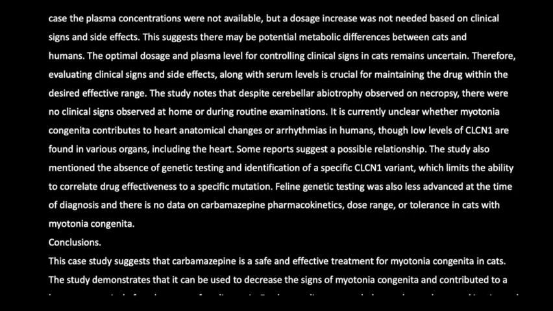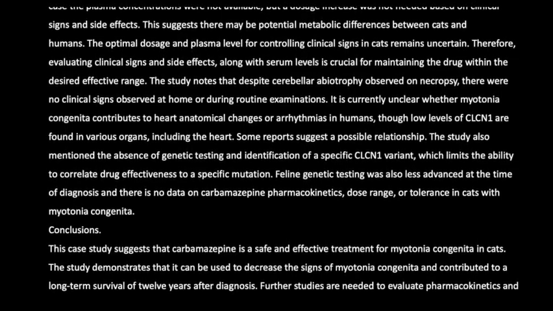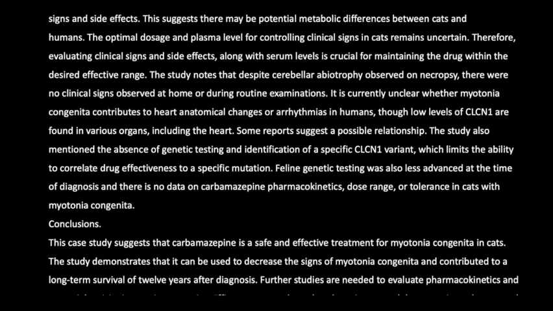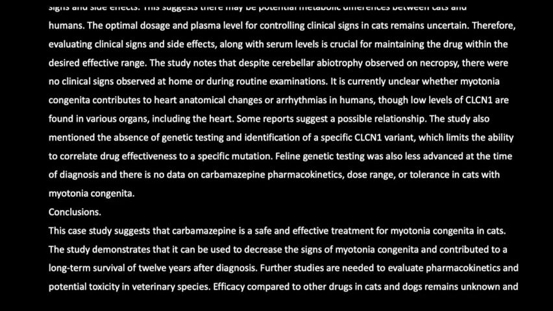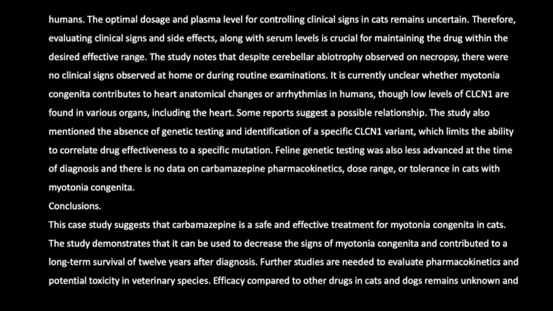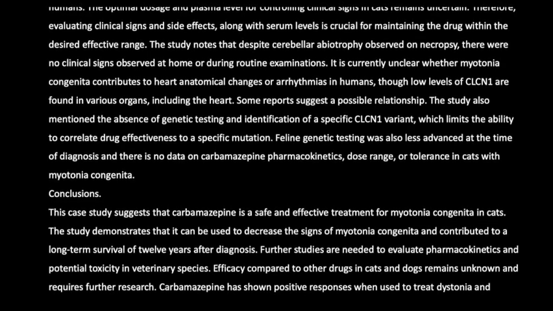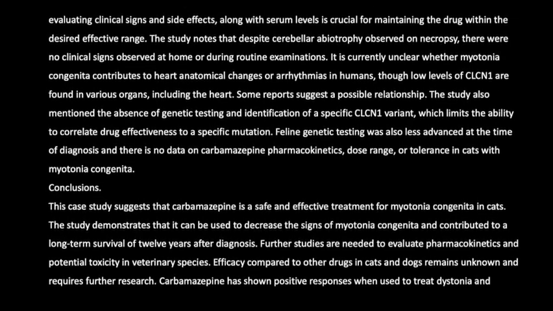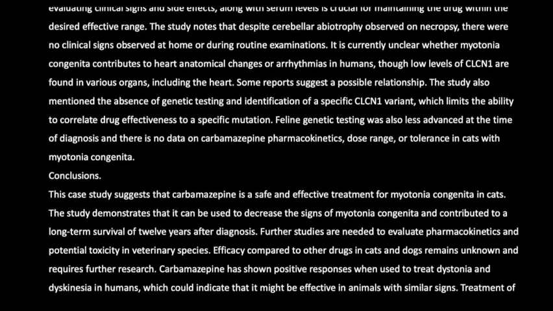The study also mentioned the absence of genetic testing and identification of a specific CLCN1 variant, which limits the ability to correlate drug effectiveness to a specific mutation. Feline genetic testing was also less advanced at the time of diagnosis, and there is no data on carbamazepine pharmacokinetics, dose range, or tolerance in cats with myotonia congenita.